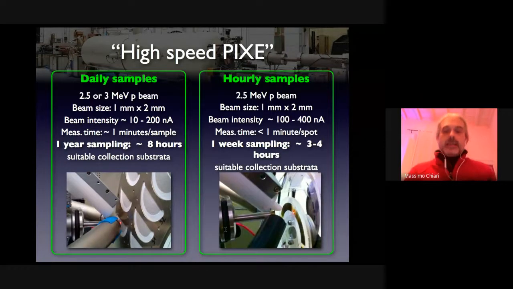Okay, that's why now our application is called high-speed PIXE, because with a very efficient detection system for PIXE, and with the capability of extracting very high beam currents up to hundreds of nanoamps, it is possible to analyze the aerosol samples, taking into account that they are characterized by a very small amount of material, in just a few minutes or a few tenths of seconds. So we can analyze, for example, hundreds of samples in just a working day.